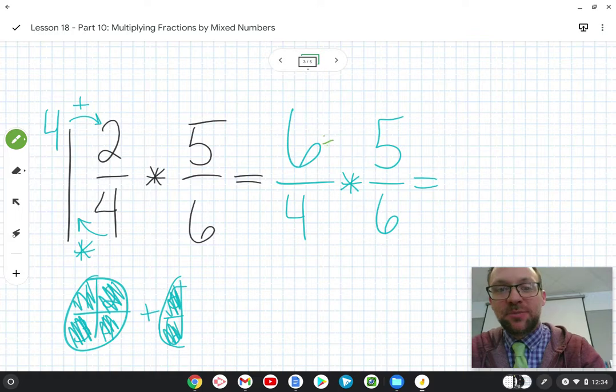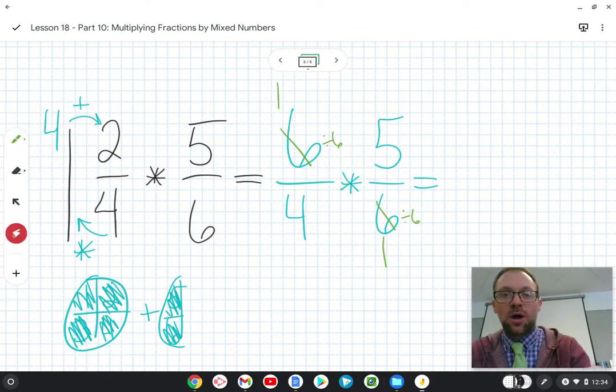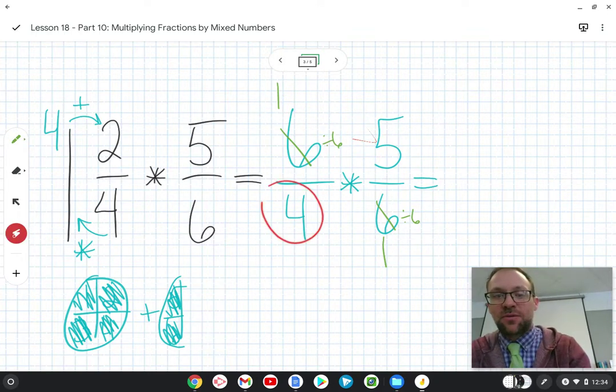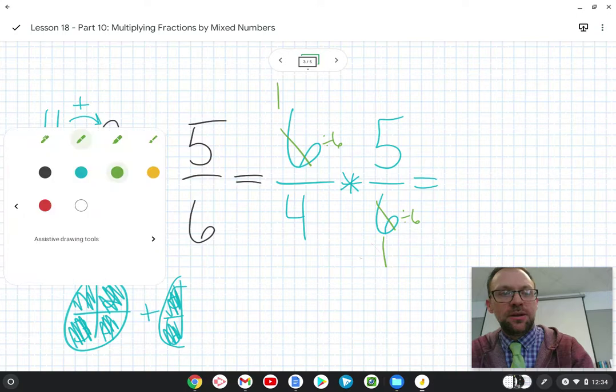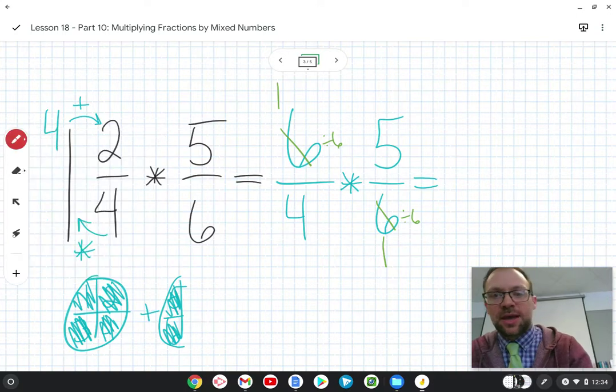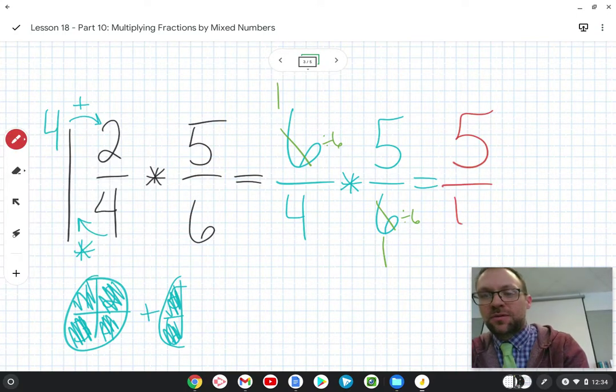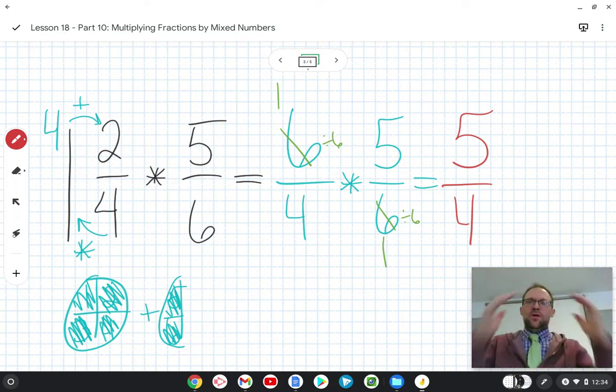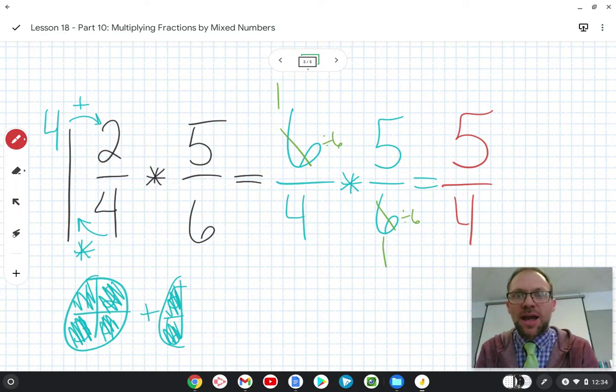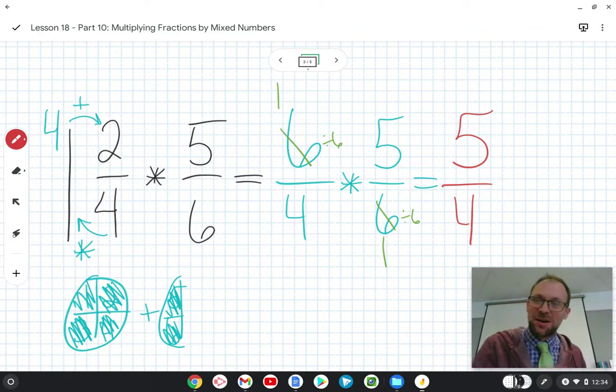We can divide 6 by 6 and 6 by 6. We're going to turn those into ones. And now we have 1 times 5 and 4 times 1. And look at that, 5/4. Oh, that was easy to multiply, but I still have an improper fraction. That means I have one final step. I have to convert this improper fraction back into a mixed number.